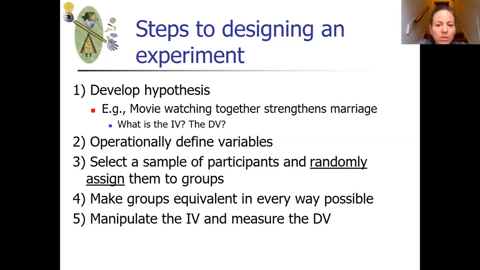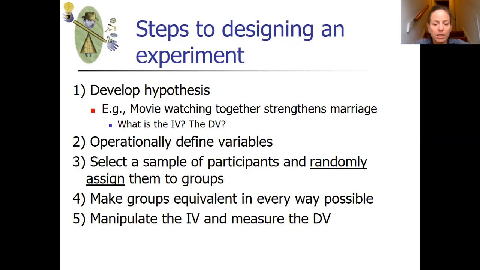So now we've got to operationally define these variables. What does it mean to watch movies? How much movie do you have to watch? How many movies? Over what time span and stuff like that? And what does marriage quality really mean, and how are we going to measure that? And once we get that all straightened out, now we get a group of people, we get a sample, just the ways we've always been talking about getting samples.